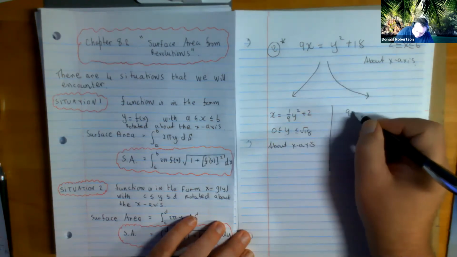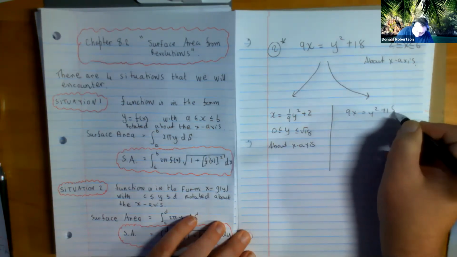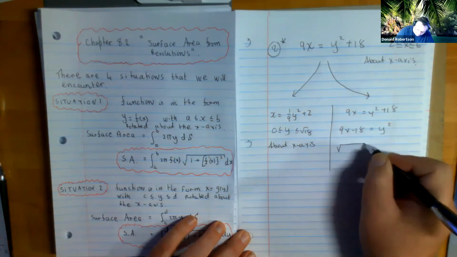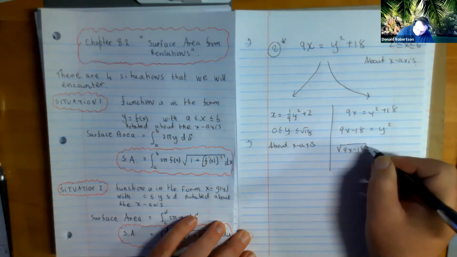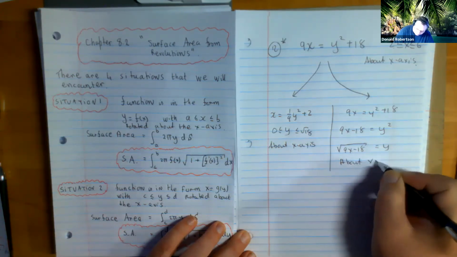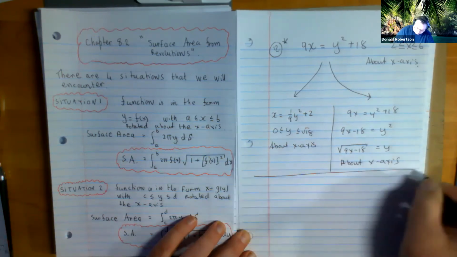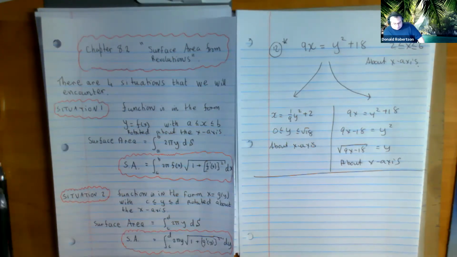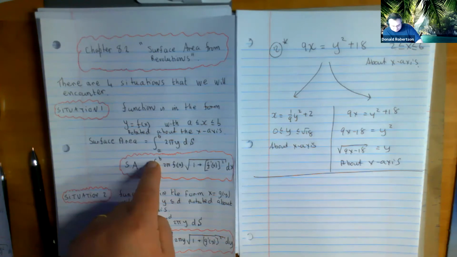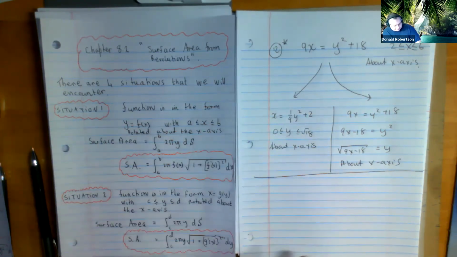Or I could take this guy, subtract 18 from it, and then take the square root. I'm assuming it's a positive one. And now rotate this fella about the x-axis. So if I decide to use this version, won't it be situation 1? And if I decide to use this version, won't it be situation 2? You agree? So the question is, which one?